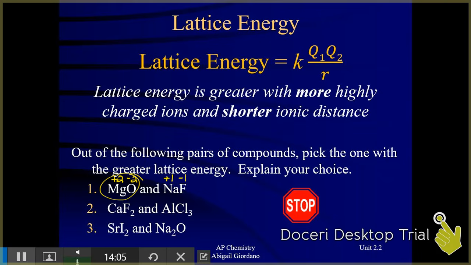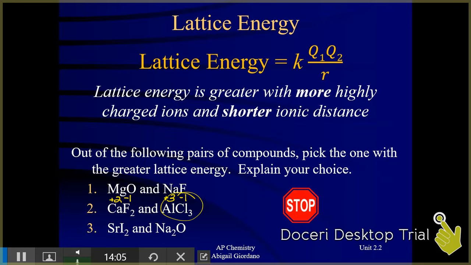Again, let's do the same thing for the next one. So I'm going to write the charges above. Don't worry about that subscript. It's not going to affect anything. We're just looking at the charge of the ions here. Now imagine multiplying those charges together. Which one is going to give you the more negative lattice energy? That's going to be this one.